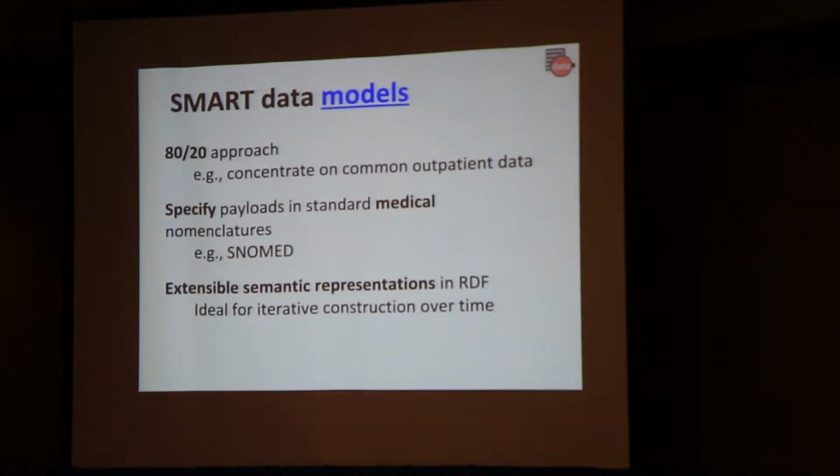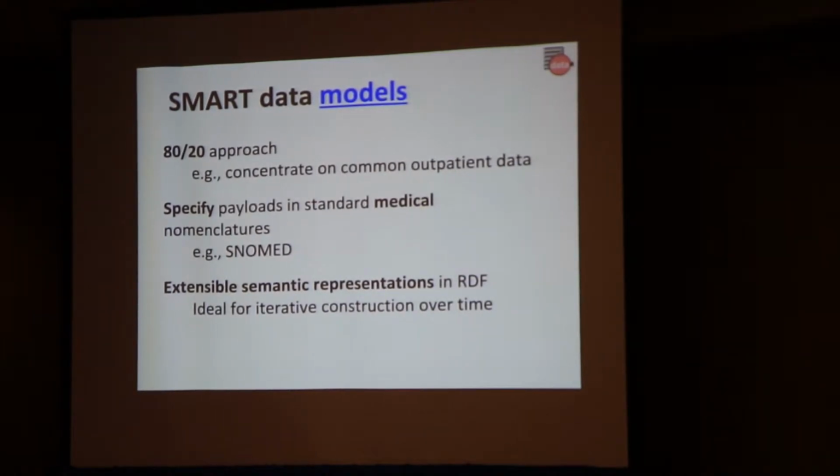So we have kind of an 80-20 approach where we focus on common clinical summary data for patients. We're not trying to model everything that's out there, but we're trying to be very specific about what these payloads look like. So if a developer is trying to build an app on top of this API, they know what they're going to get. They know what codes they're going to see. They know what fields are going to be populated. And we have this extensible representation of the data in RDF.